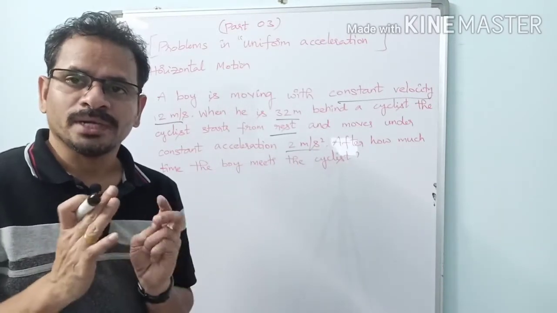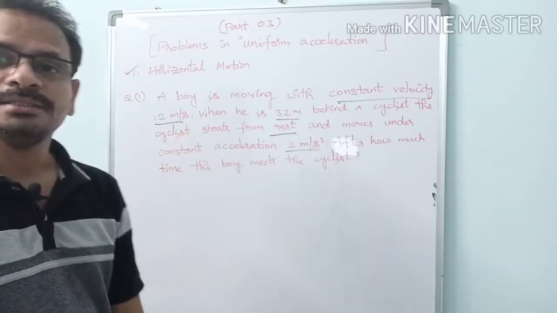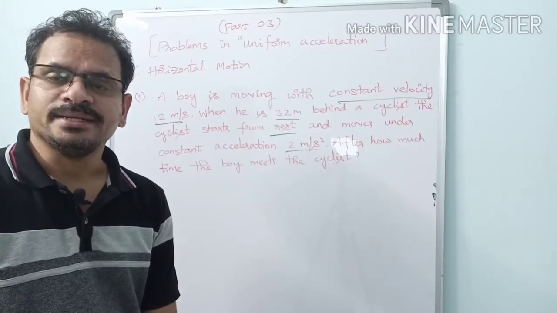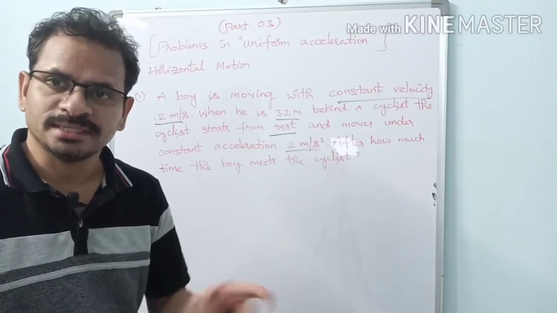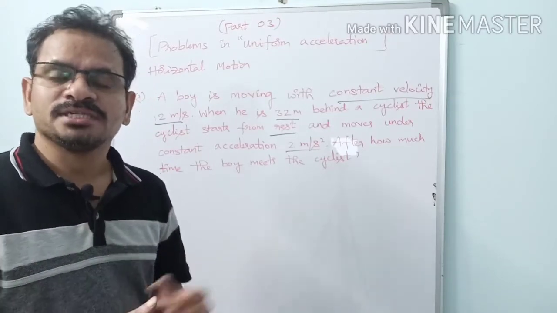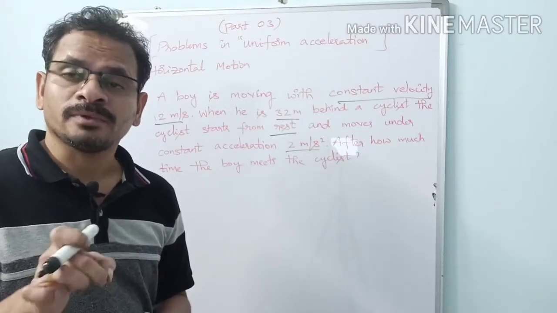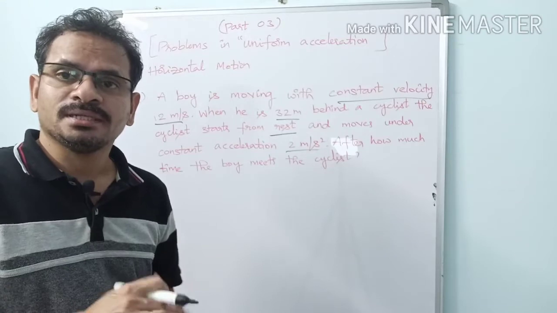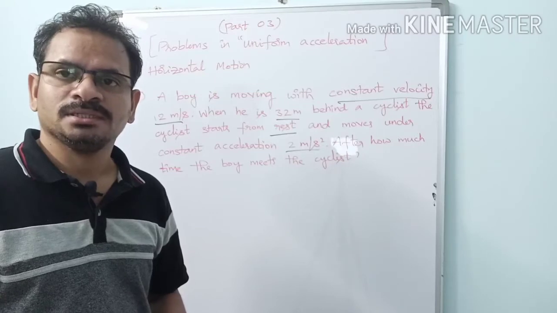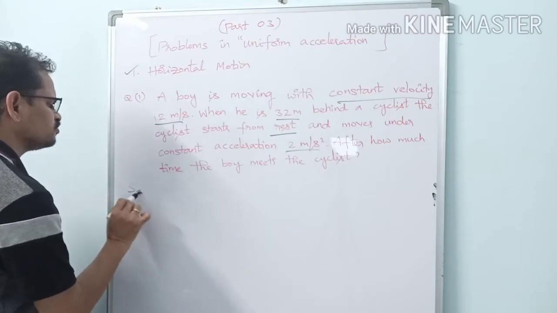Here two bodies are there: one is the boy, another one is the cyclist. The boy has a constant velocity, so the boy's motion is uniform motion, and the cyclist's motion is uniformly accelerated motion. So there is a mixture of uniform motion as well as accelerated motion. That's why problems on uniform acceleration are a little complicated compared to problems on uniform motion. But there we cannot consider acceleration, right? So how to solve this one?